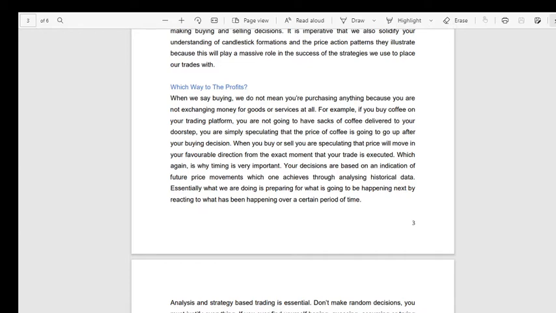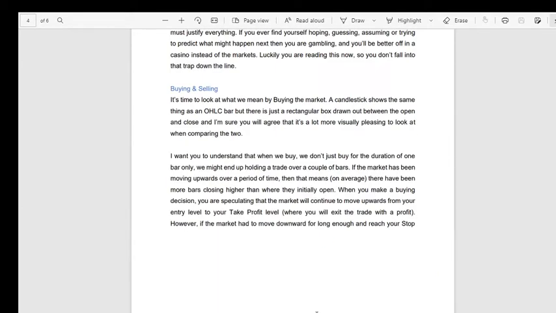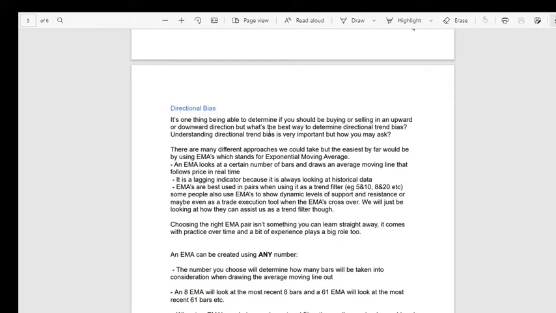You must justify everything. If you find yourself hoping or guessing, stop. One determines whether to buy or sell in an upward or downward direction, but what's the best way to determine the direction, the trend bias? Understanding the direction, the trend bias, is very important. It's a lagging indicator because it's always looking at historical data.